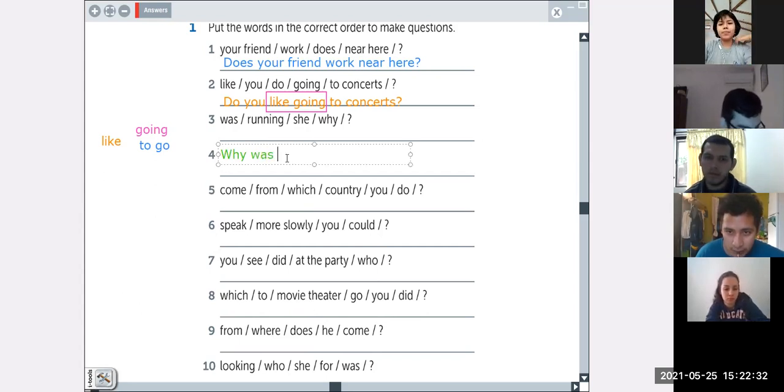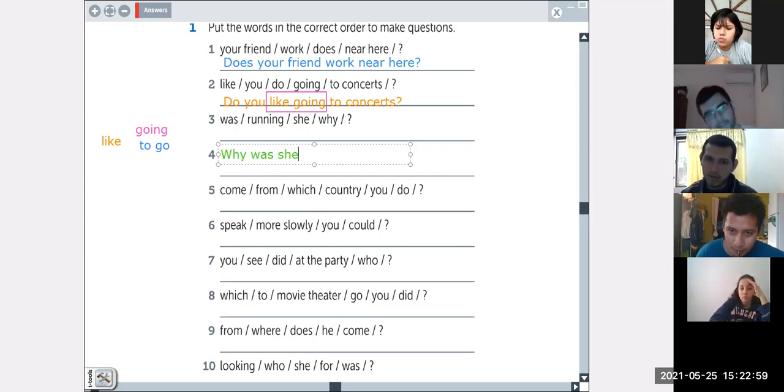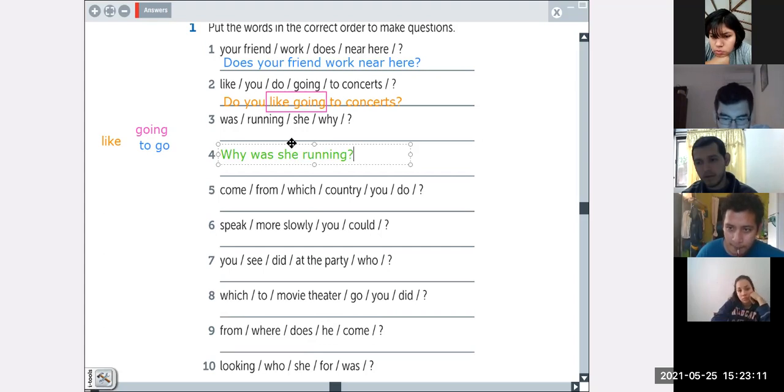Then after the WH question word, what is this? Was. Was is the verb to be in the past, it's the auxiliary verb, okay? After the auxiliary verb, what do we need, Oscar? Verb. Or she, she, right? The subject of the question. And after the subject, the main verb, el verbo principal. So, why was she running?